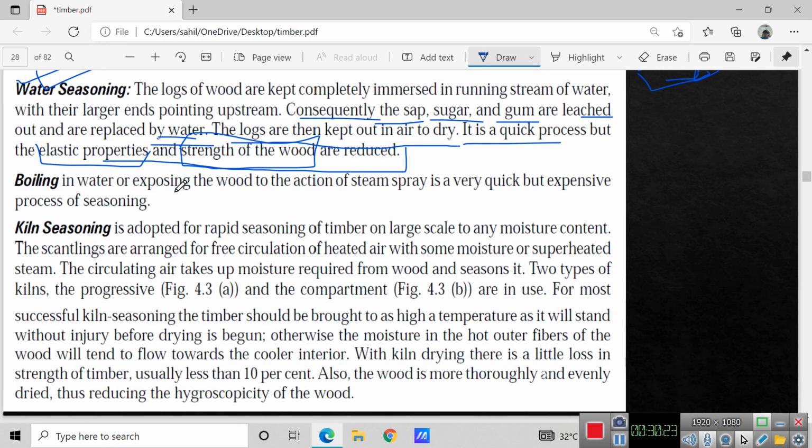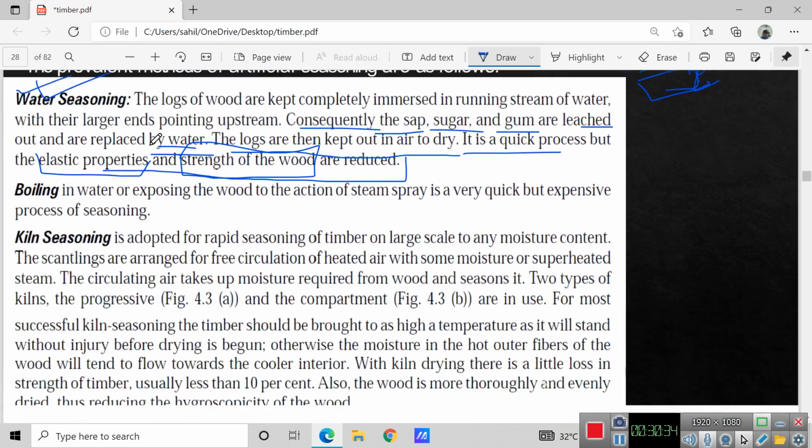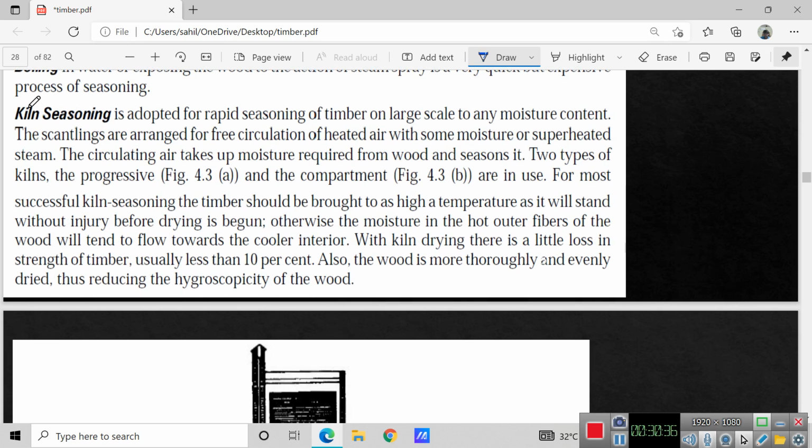Now boiling in water or exposing the wood to the action of steam spray is a very quick but expensive process of seasoning. So it is not very convenient for seasoning of wood. Now the next is kiln seasoning. It's adopted for rapid seasoning of timber on a large scale to any moisture content.